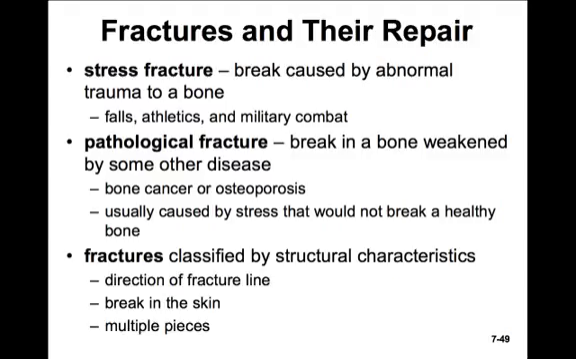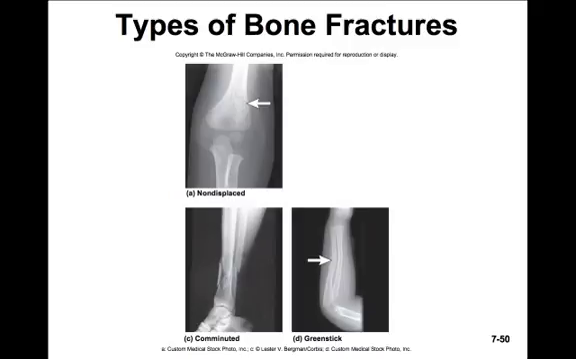Fractures are classified by structural characteristics: either the direction of the fracture line, whether it breaks the skin or not, and how many pieces the bone ends up in. Here's a non-displaced fracture. We can see a fracture in the bottom of the femur bone, it looks like. A greenstick fracture is just like that. When you break a green stick, it's sort of twisty. And comminuted is when the bone is broken into 3 or more pieces.